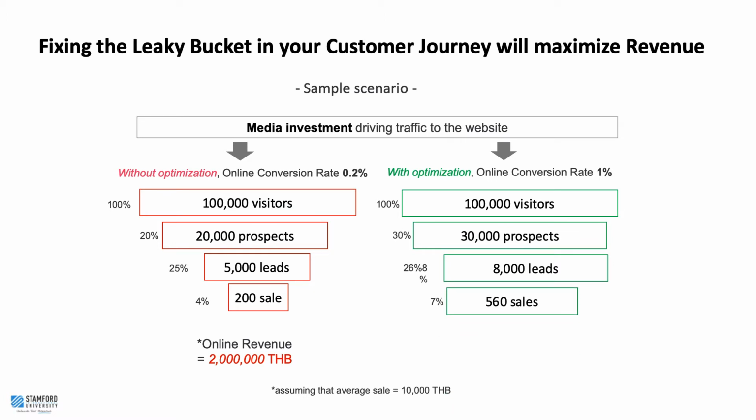And then from those 8,000 leads, 560 become a sale. So from 4% to 7%. So if you do that, you're going to have a total of 5.6 million baht in revenue. So you're more than doubling, almost tripling the revenue by making these small incremental changes. So the goal of a professional digital marketer is to be able to understand the user journey and optimize the journey to improve the drop-off in each point in the funnel.